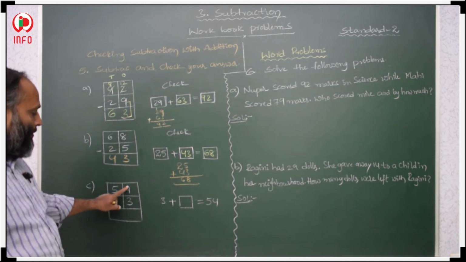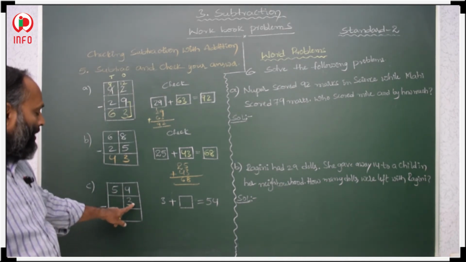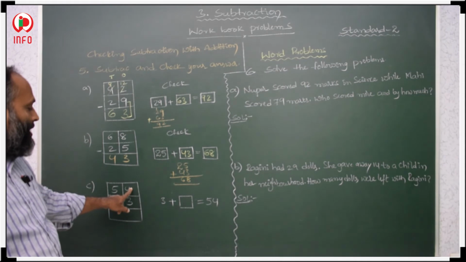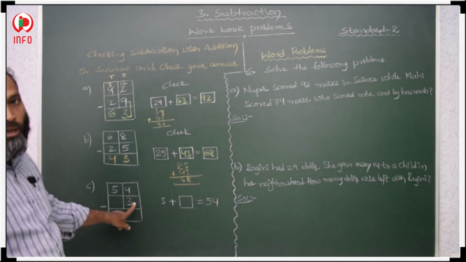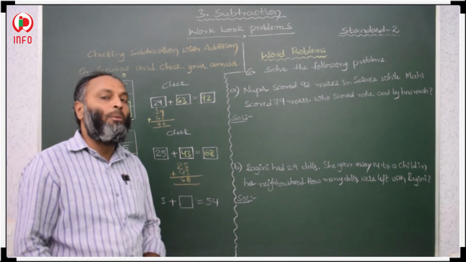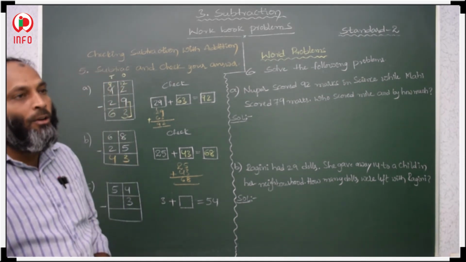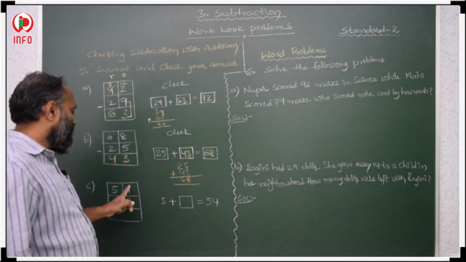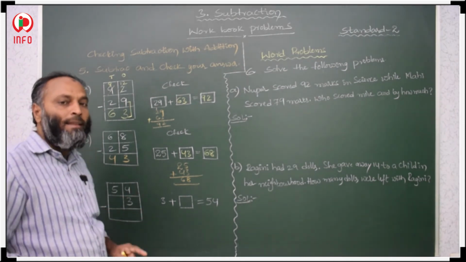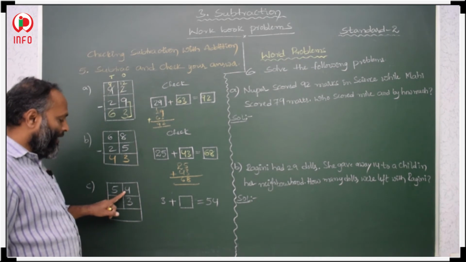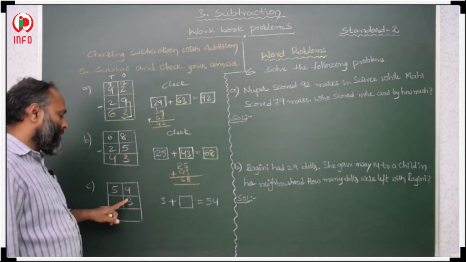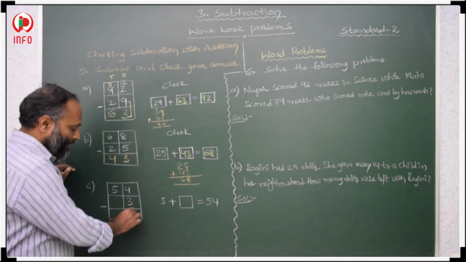4 minus 3. 4 is the minuend. This is the subtrahend. The minuend is bigger than the subtrahend. No need to make regrouping. Regrouping is not needed. When the minuend is smaller than the subtrahend, then regroup it. Here 4 is bigger than this 3. So 4 minus 3, the difference is 1.